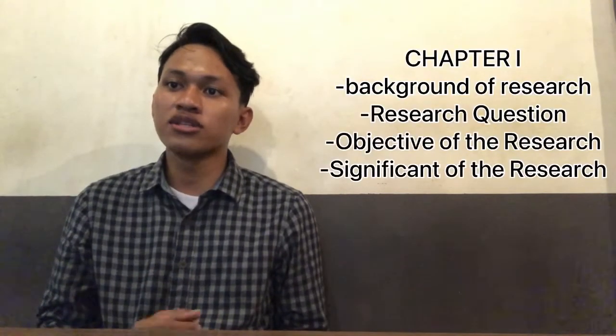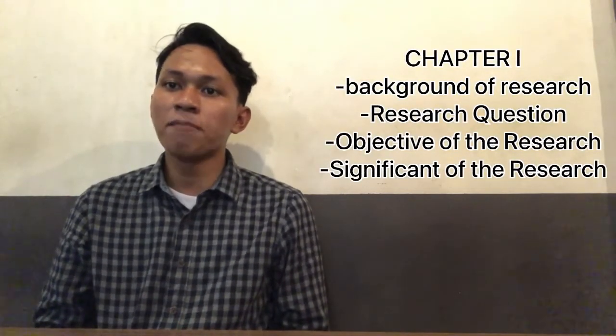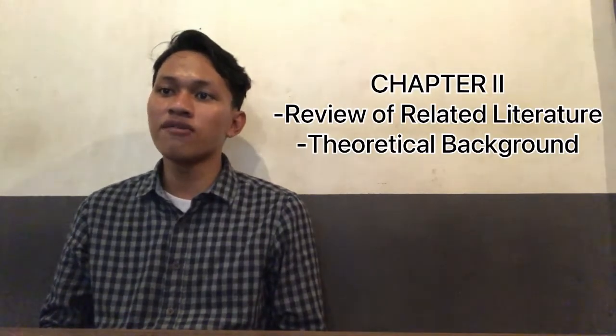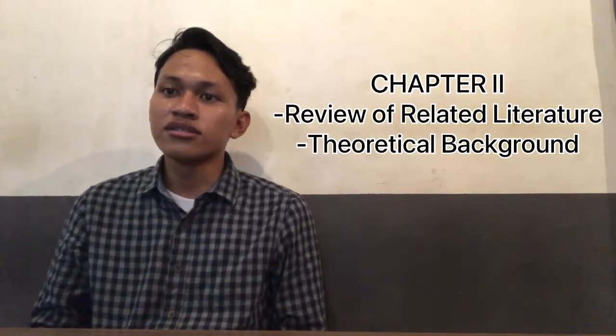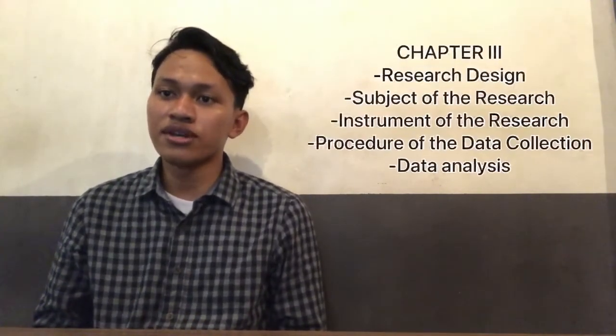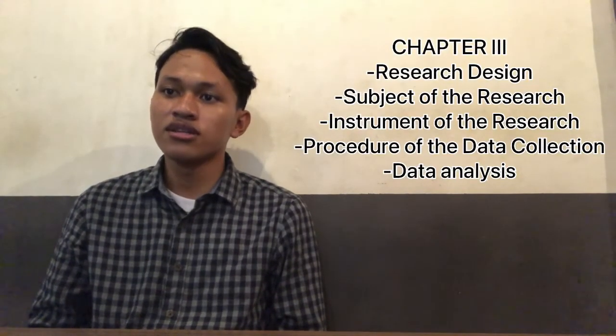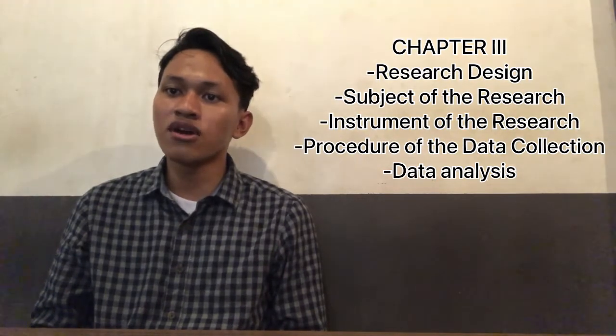Okay. Outline. This research proposal is divided into three main sections. There is Chapter 1 that contains background, research question, objective, and the significance of the research. Then I have Chapter 2 that contains review of related literature and theoretical background. And the last section is Chapter 3 and that contains research design, subject of the research, instrument of the research, procedure of data collection and data analysis.